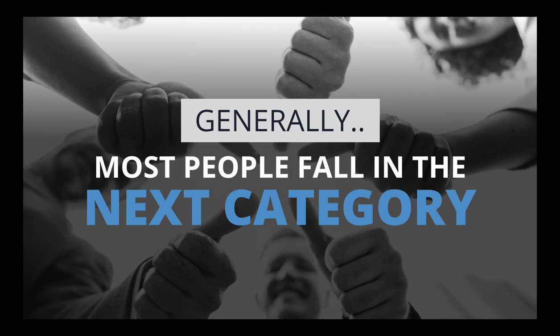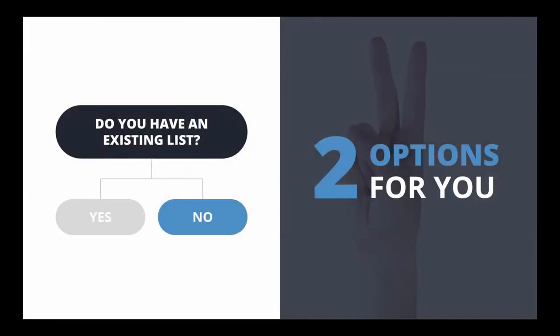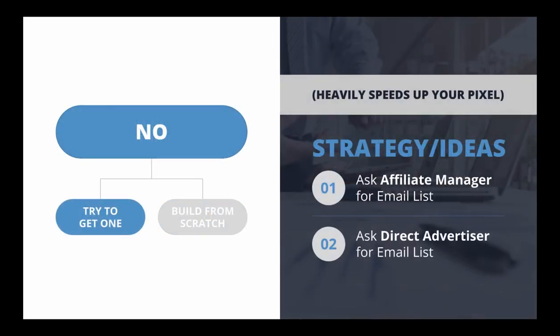Okay. So generally speaking, most people don't have a list, and they'll fall into the next category. So if you don't have an existing list, then you have two options. The first option that you have is to try to get a list. So generally when I'm moving into a new vertical to run ads in, I don't have a list. So whenever I'm starting out on a new campaign or something like that, I'm usually in the same boat as everyone else where I don't have an existing list. Well, how do I get this list? Where does it come from?